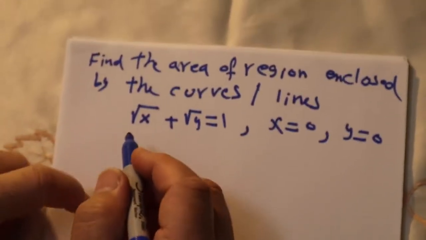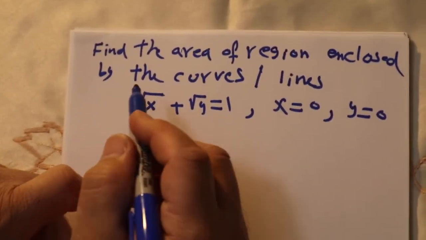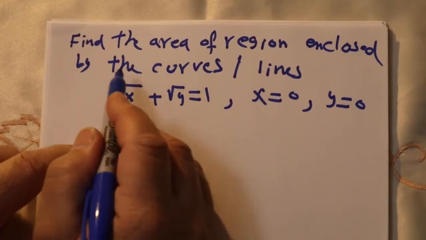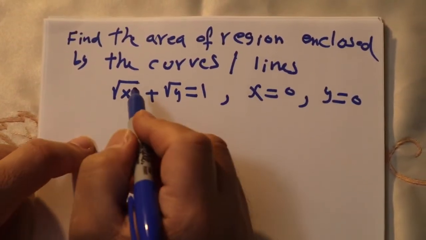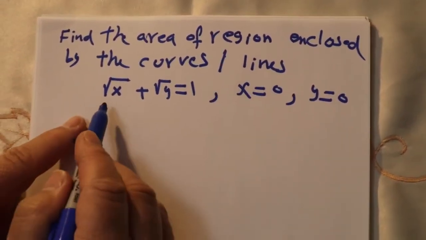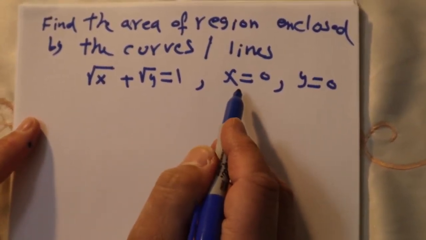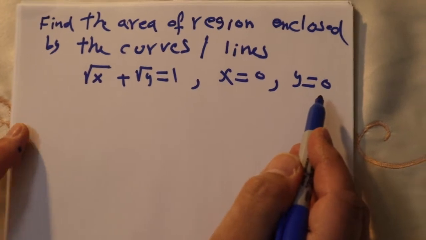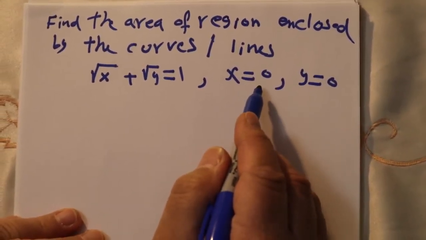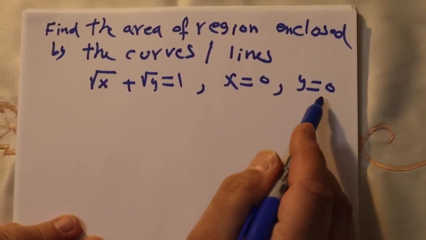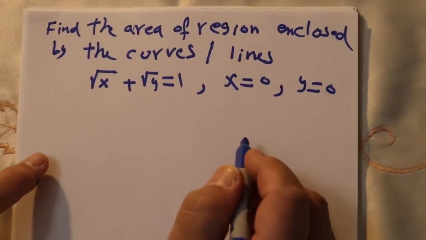So here's the question: area under a curve or area between curves. Find the area of the region enclosed by the curves square root of x plus square root of y equals 1. And they give us x equals 0 and y equals 0. You know that x equals 0 is the y-axis and y equals 0 is the x-axis.